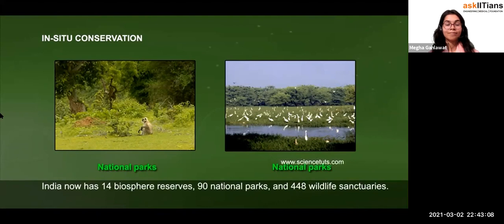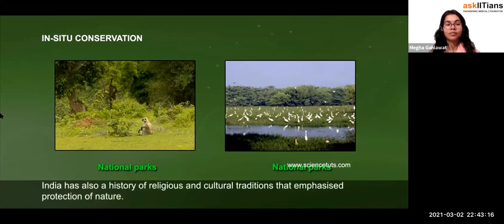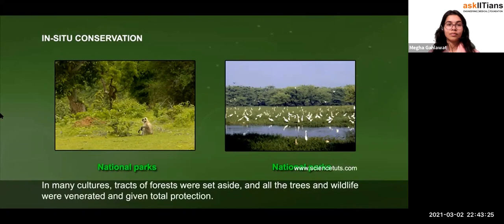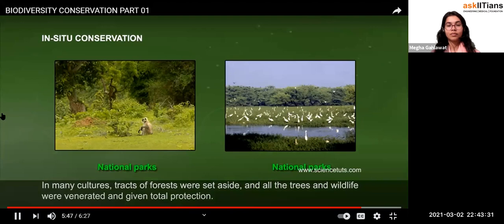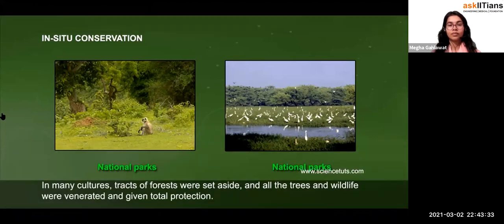India now has 14 biosphere reserves, 90 national parks, and 448 wildlife sanctuaries. India has also a history of religious and cultural traditions that emphasize protection of nature. In many cultures, tracts of forests were set aside and all the trees and wildlife were venerated and given total protection.